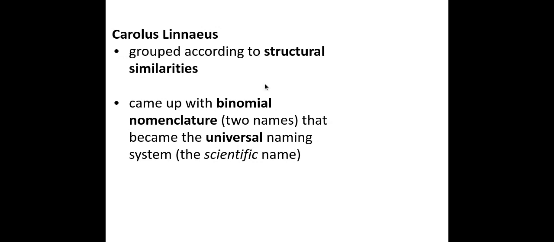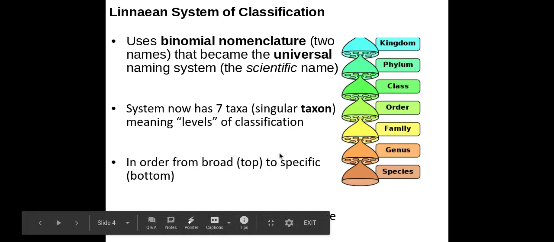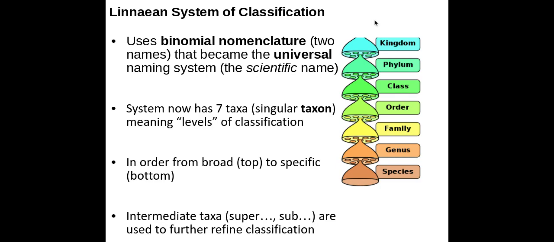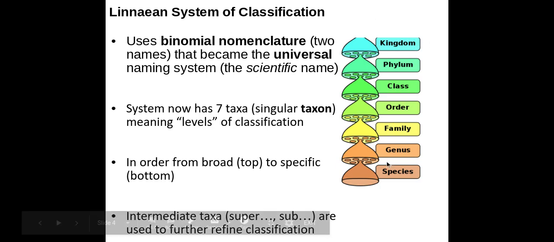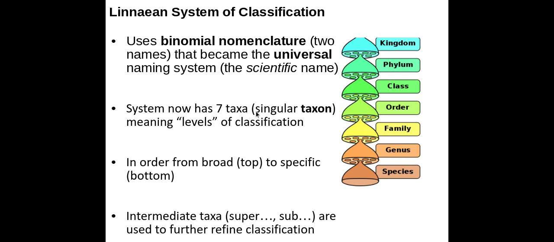He came up with what is now known as binomial nomenclature, the idea of using two names, and this became the universal naming system in science, and is known as a scientific name. This then sort of morphed into a larger system of classification, which we're going to be using, and it involves several different layers or levels of classification. So here they are here on the right, and each layer is called a taxa.